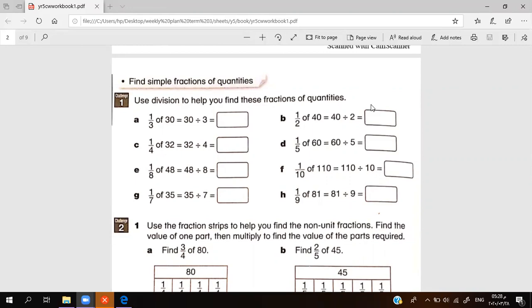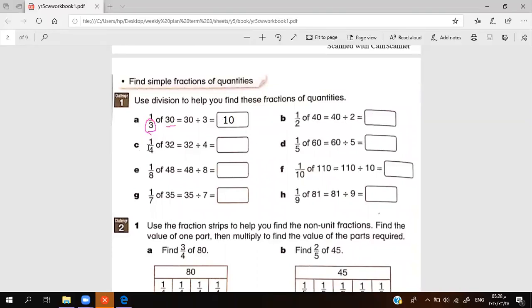Okay, here, it helps you understand how to do it. Use division to help you find a fraction of a quantity. I gave you a quantity here, which is 30. I want you to get me a third of 30. So what will I do? I will take 30 divided by the denominator. 30 divided by 3, it's very easy. It's going to give me 10.